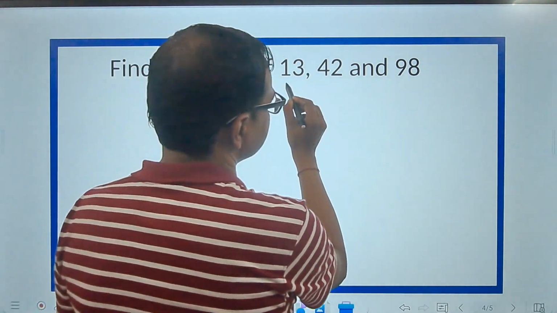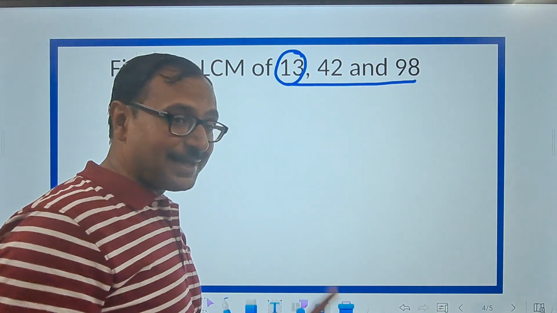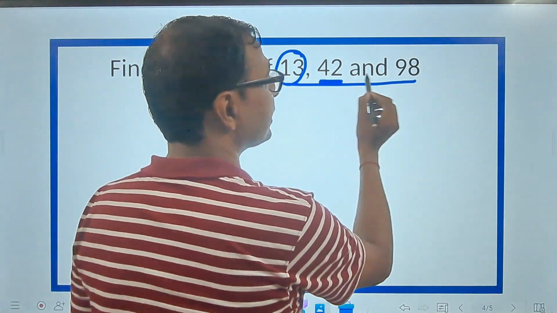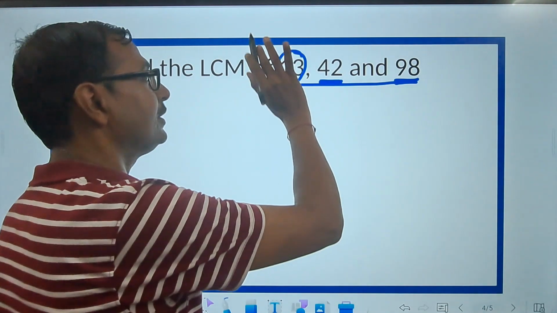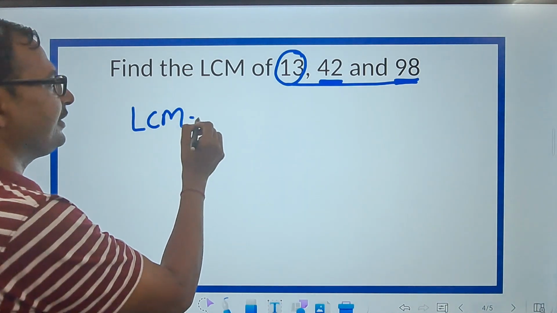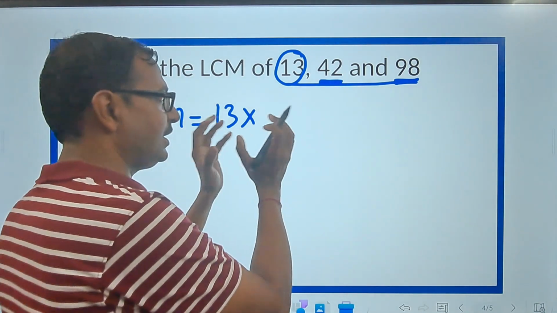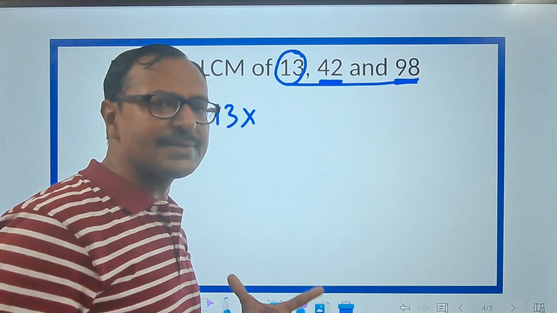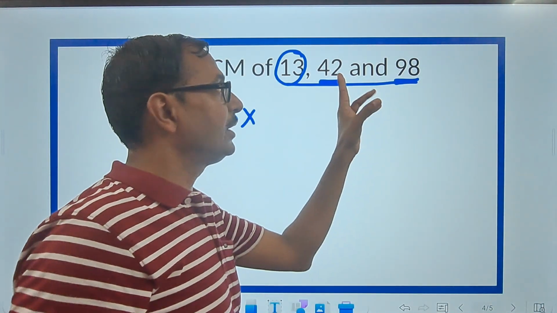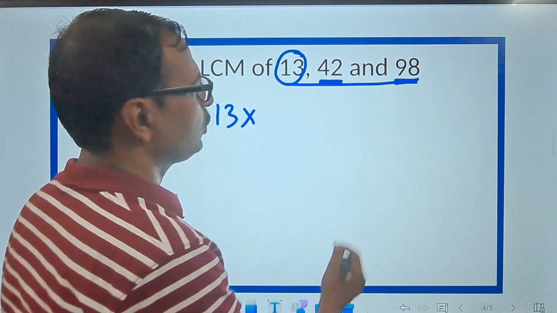Let's observe the numbers. Of these three numbers, 13 is a special number here. Why? Because 13 is a prime number. And whenever you have a prime number which does not divide other numbers, like 13 does not divide 42, 13 does not divide 98, the LCM of the numbers will definitely contain this prime number, and there will be more factors here in the LCM. So 13 is an obvious choice in the LCM, because 13 is a prime number and it is not dividing 42 and 98. Now, what about 42 and 98?